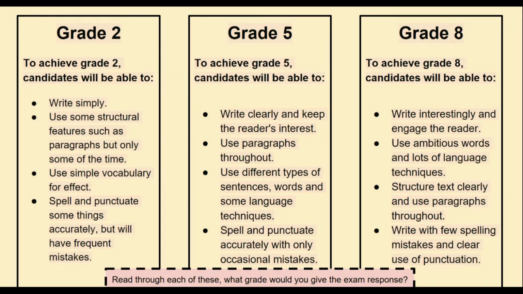Now, for a grade 5, so a level 5 student will write clearly and keep the reader's interest. You'll use paragraphs throughout. You'll use different types of sentences, different types of words, and you'll use some language techniques. For example, alliteration, repetition, simile, metaphor. You will spell and punctuate accurately, and there'll only be occasional mistakes.